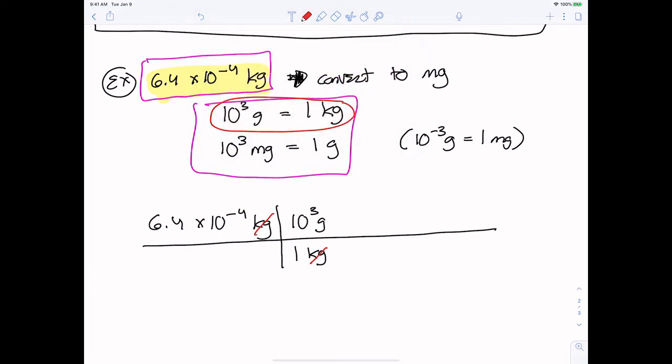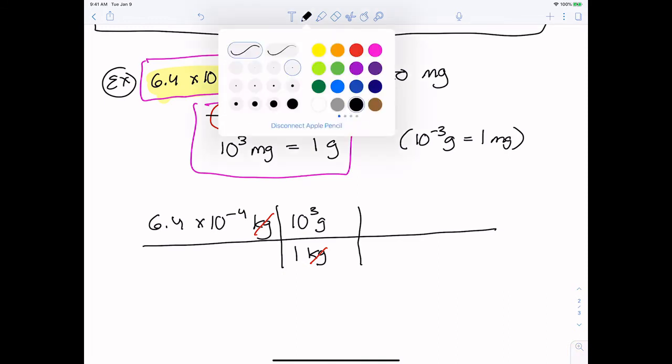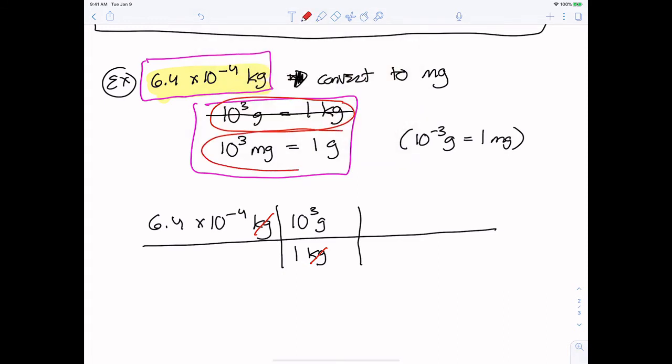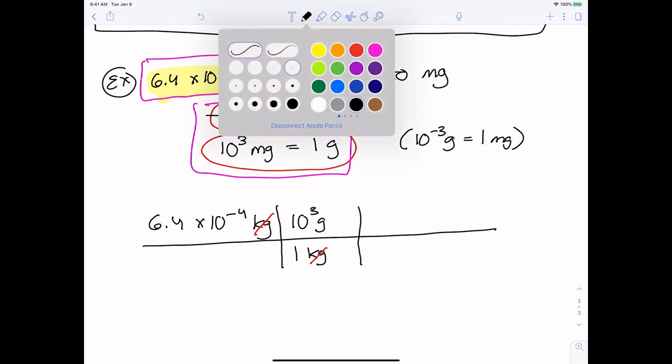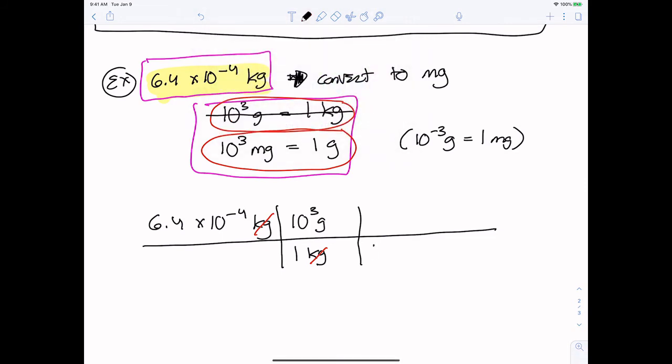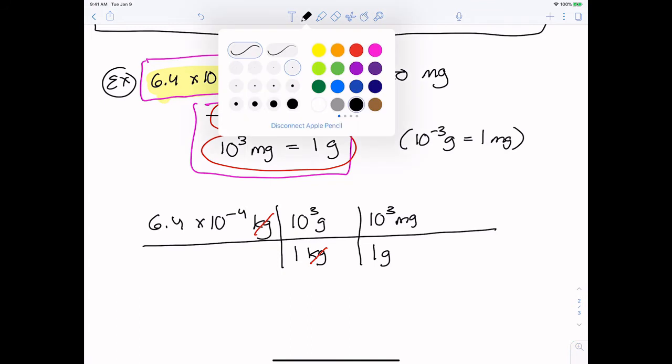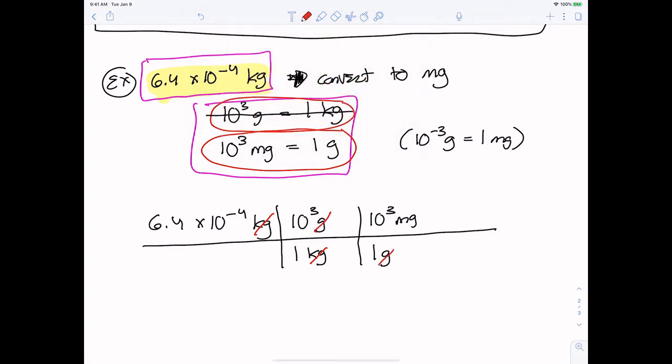Those go away. We're now left with grams. We don't want grams, right? We want milligrams as our answer. So since grams are on the top, grams go on the bottom. So this one I've already used, so we're now going to use this one. So grams on the top, 1 gram goes on the bottom, and then 10 to the third milligrams goes on the top. I can cancel my units, so grams go away. We're left with milligrams, which is what we're looking for.